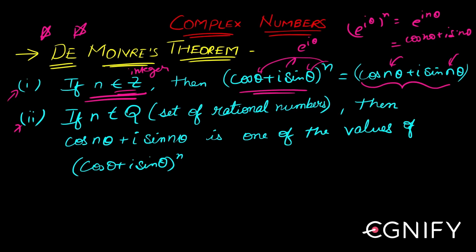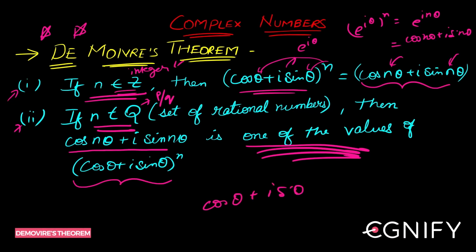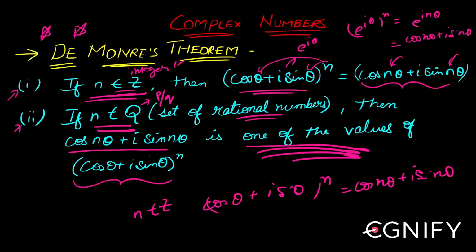But the trick is when your n belongs to rational numbers. That means if your n is of the form p by q, and for instance it's not an integer but just a rational number p by q, then cos theta + i sin theta is very important, one of the values of (cos theta + i sin theta) whole power n. So if your n was an integer, I will say (cos theta + i sin theta) whole power n equals cos n theta + i sin n theta, right? If your n was an integer. But if your n is a rational number, then this value is one of the values of this, right?